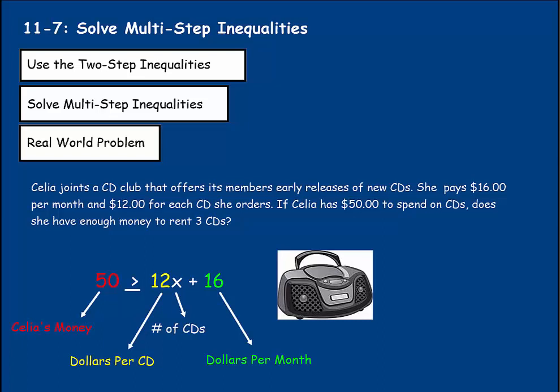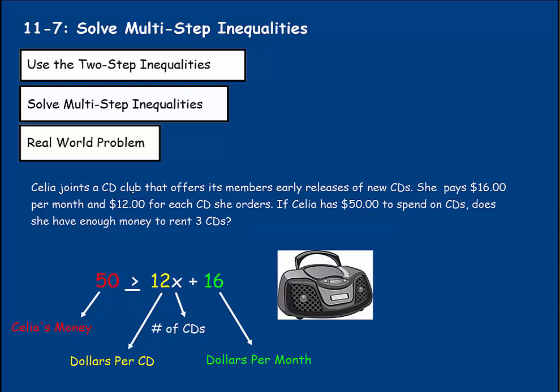We're on lesson 7 of chapter 11, which is solving multi-step inequalities. First we're going to use two-step inequalities, then we'll solve multi-step inequalities, then we'll solve a real-world problem. So here's an example of a multi-step inequality.